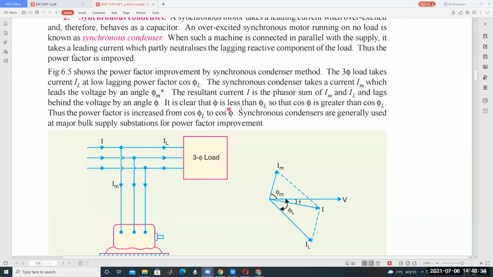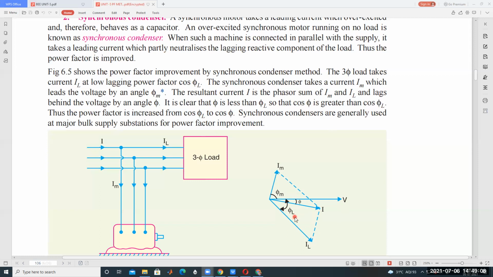It is clear that φ is less than φL, so cos φ is greater than cos φL. Thus the power factor is increased from cos φL to cos φ. Synchronous condensers are generally used at major bulk supply substations for power factor improvement.